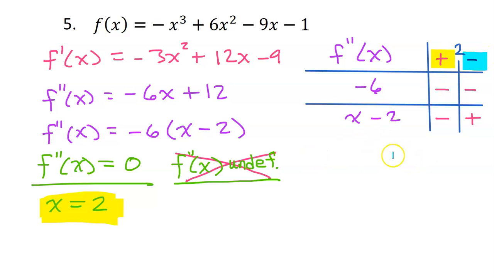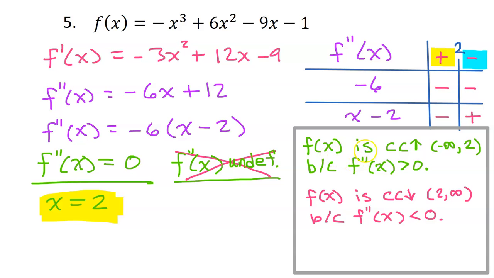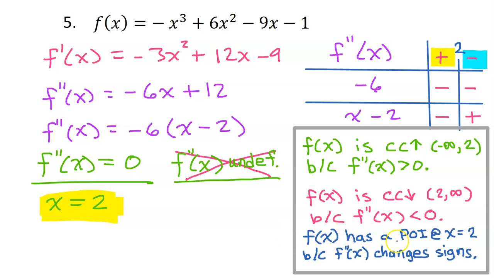Let's go ahead and write that up. So we can say f of x is concave up from negative infinity to 2 because f double prime is positive. F of x is concave down from 2 to infinity because f double prime is negative. We can also say something about a point of inflection because we see that f double prime goes from positive to negative at x equals 2. Let's add that to our final answer. We would say f of x has a point of inflection at x equals 2 because f double prime changes signs.